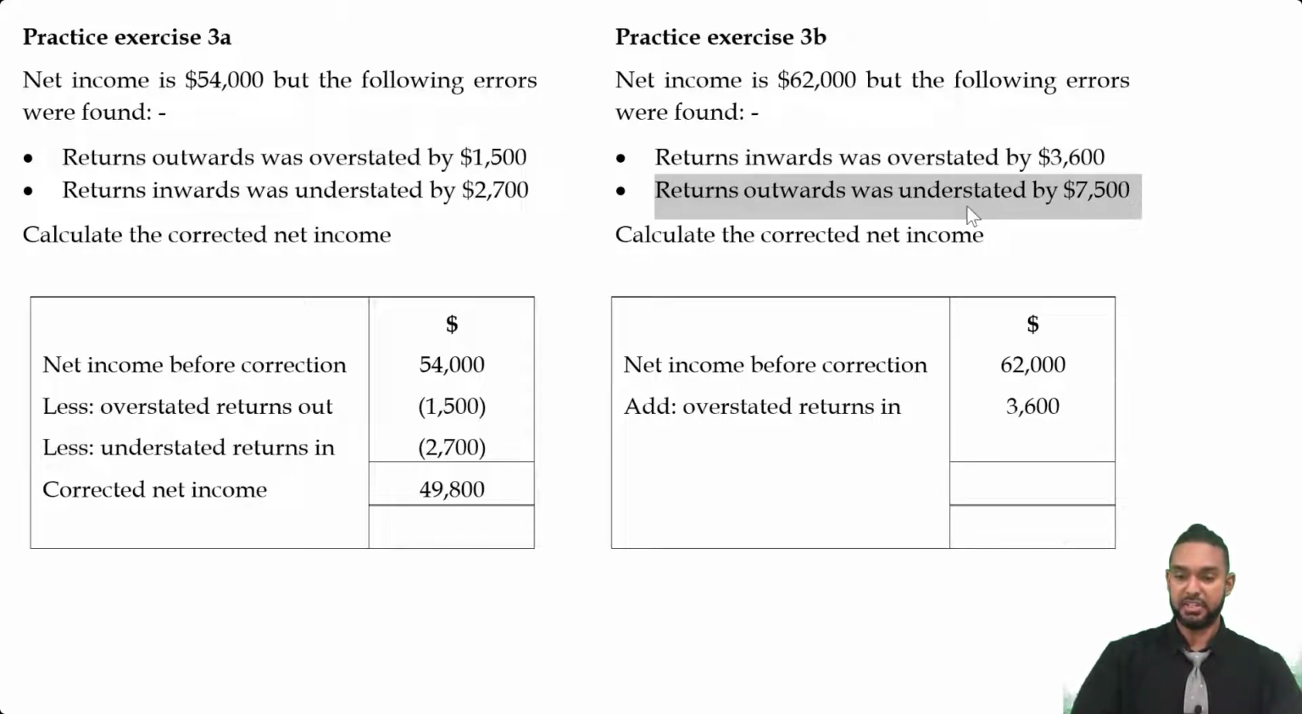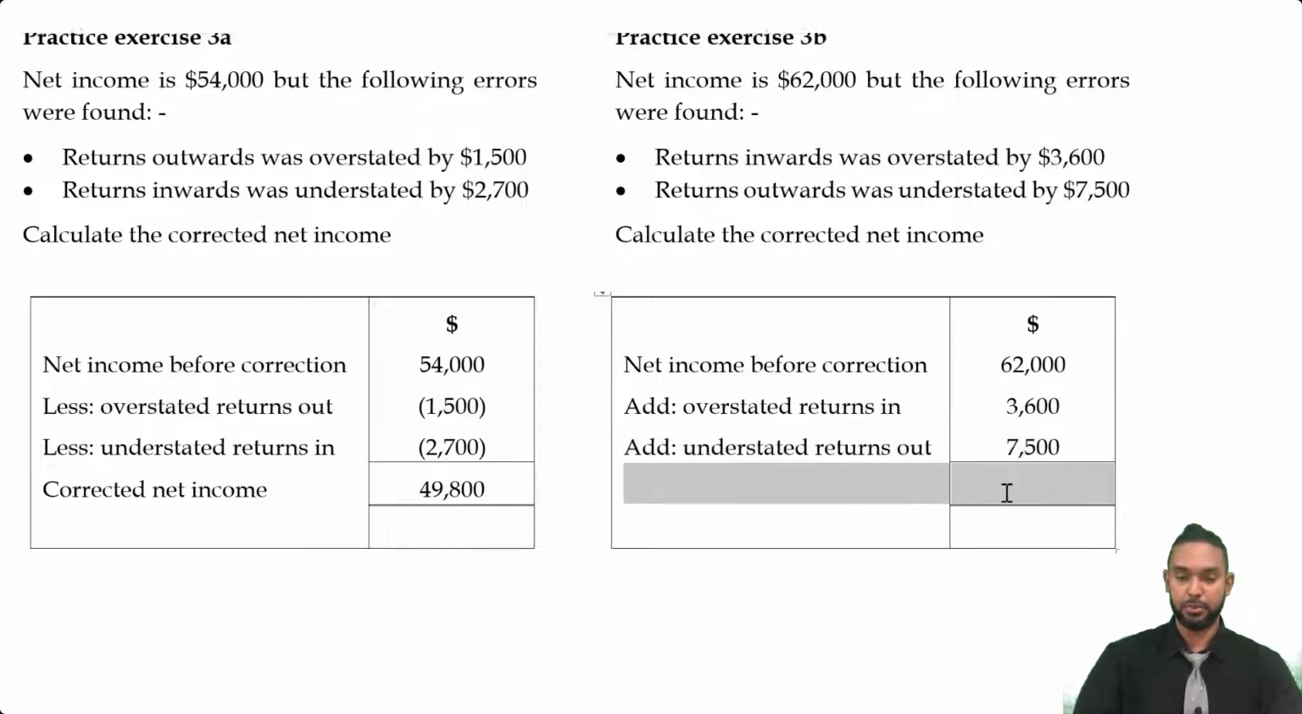Returns out was understated by 7,500. Returns out behaves like a revenue. As such, if it's understated, it's too low. If it's too low, to correct it, we have to increase it. And when you increase a revenue item, profit or net income increases right along with it. So we're going to have to add this one as well. And then when we do our arithmetic, we get 73.1.